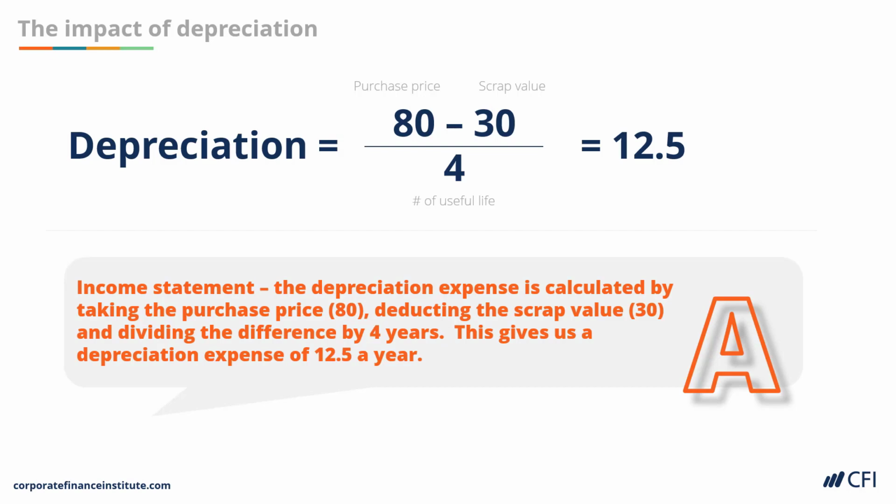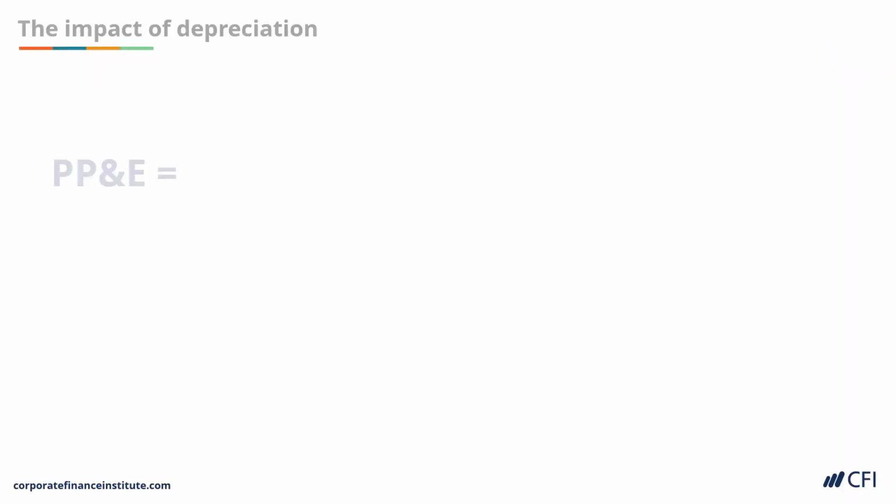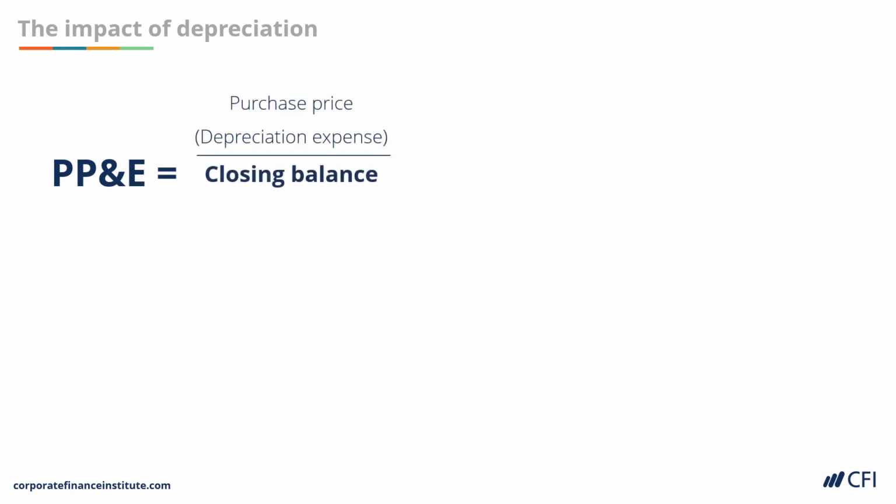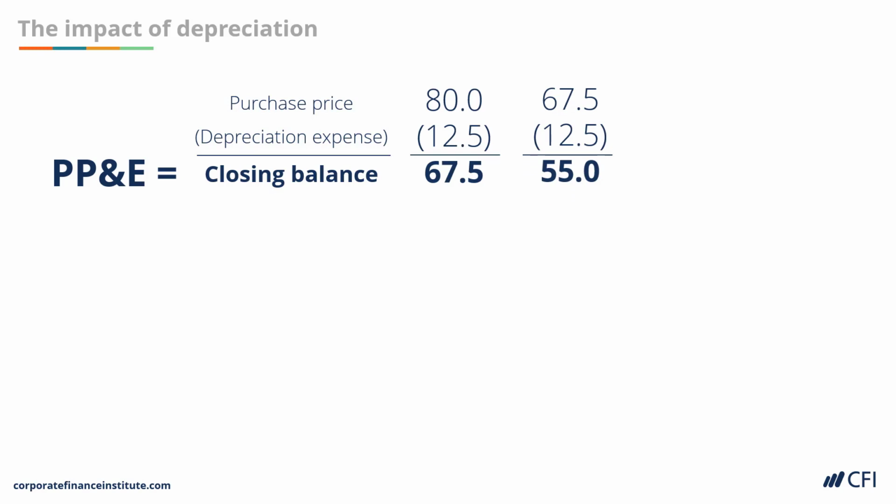Now let's take a look at what happens on the balance sheet. On the balance sheet, we have to record a property, plant, and equipment balance. In order to record the balance, we take the initial purchase price, reduce it by the depreciation expense, and we get the closing balance that will go on the balance sheet at the end of the first year. Then in the second year, we start where we left off the prior year. We again deduct depreciation expense of 12.5, and we get a closing balance in year 2 of 55.